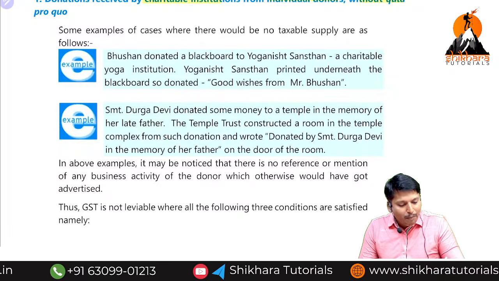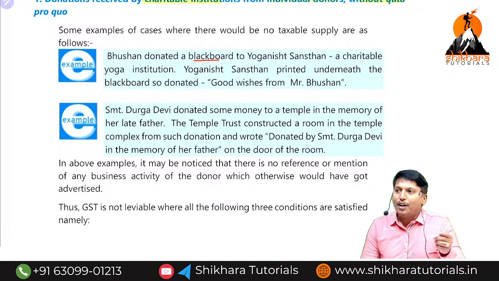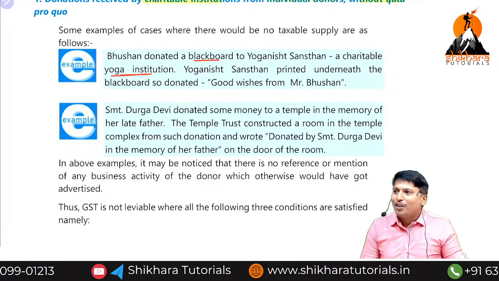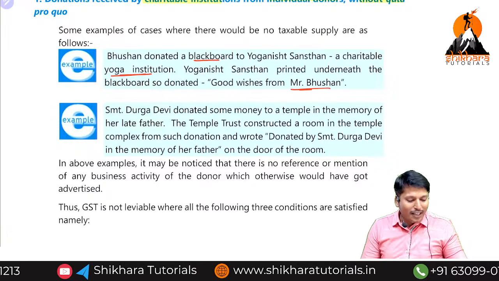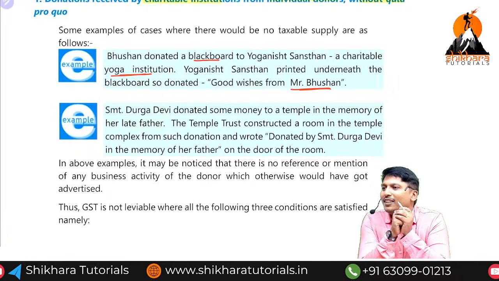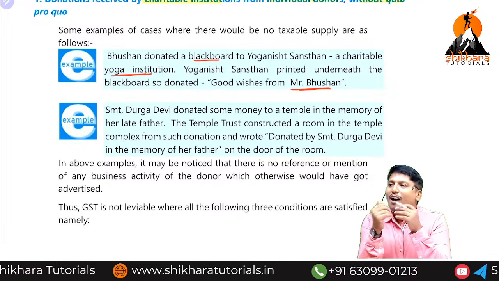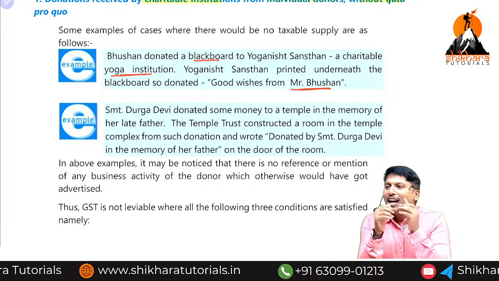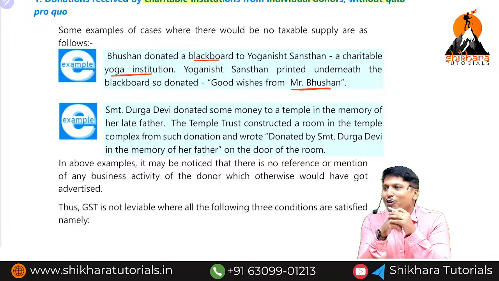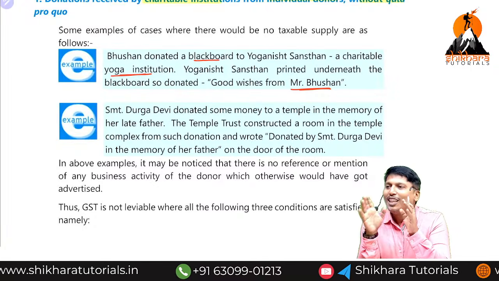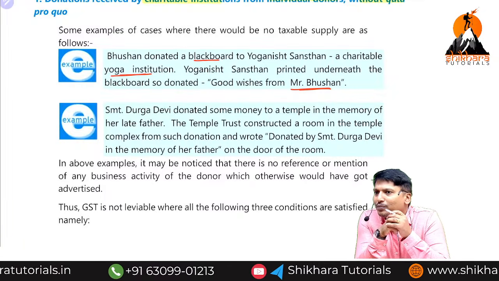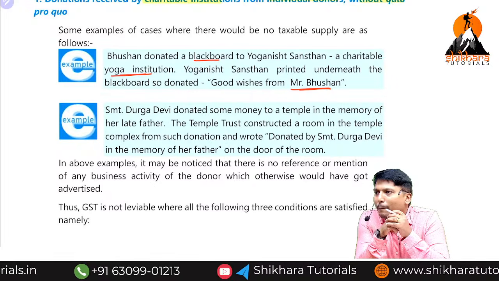Okay, we'll see. Bhushan donated a blackboard to a yoga institution, printing good wishes from Bhushan. Are they expecting anything? Even after the end of the classes, I gave Chanukya books to all of you freely. Good wishes from Mithun Reddy. All the best for your examination. Am I expecting anything from you? No.